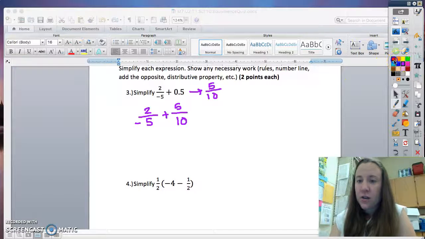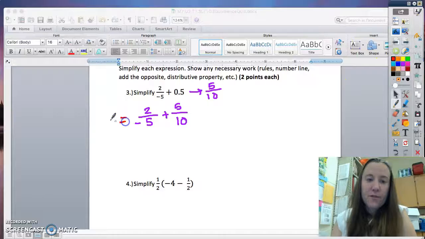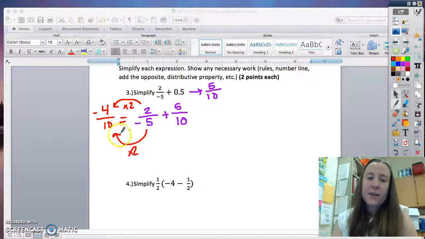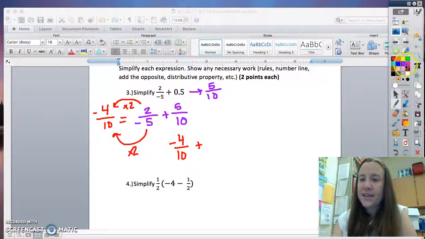So let me change the color of the pen. I'm going to write it over here. So in order to get to 10, I would multiply 5 by 2. I would do the same thing to the numerator. This goes back to Unit 1 and equivalent ratios. 2 times 2 is 4. So -2/5 is equal to -4/10. Now I have -4/10 plus 5/10.